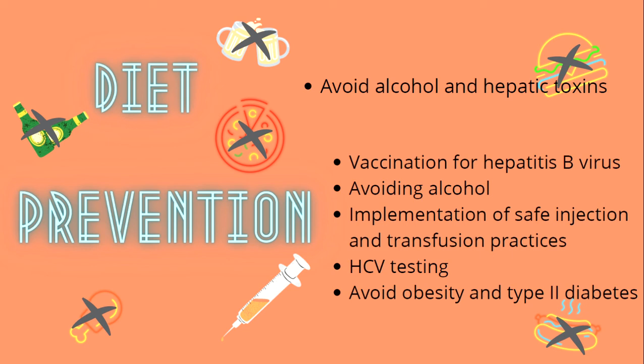And this is the general diet and prevention for liver cancer. For the diet is to avoid alcohol and hepatic toxins as mentioned earlier in the slides. For the prevention is this vaccination and screening for hepatitis B and C virus.